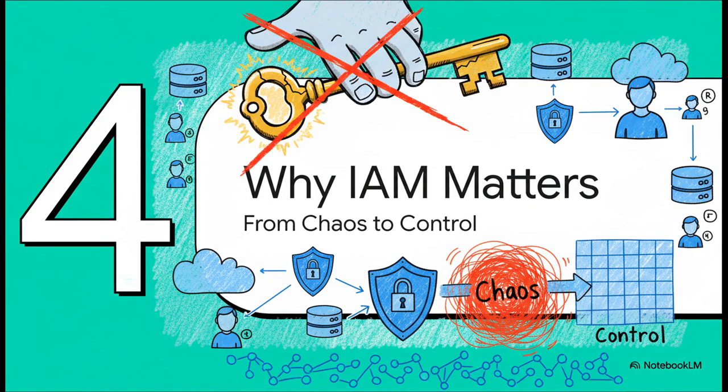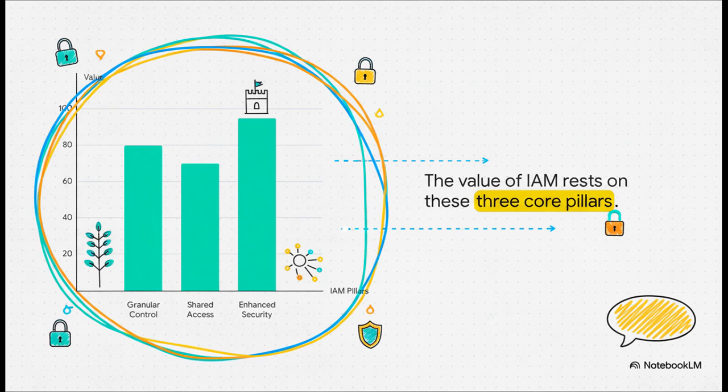So let's step back. Why do we go through all this trouble? Why not just use that root user and call it a day? Because IAM is what lets us move from the chaos and the incredible risk of a single master key to a world of fine-grained, auditable, and truly secure control. The real value of IAM boils down to these three things. You get incredibly granular control over who can do what. You get a safe way to give people shared access without ever sharing secrets. And of course, it just massively enhances your overall security.